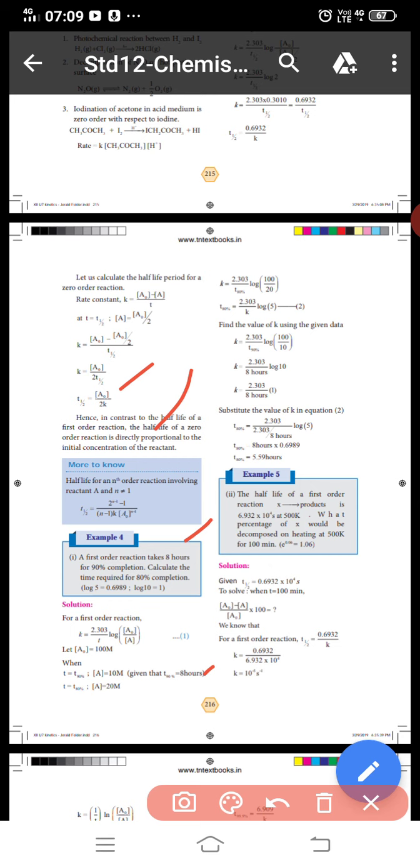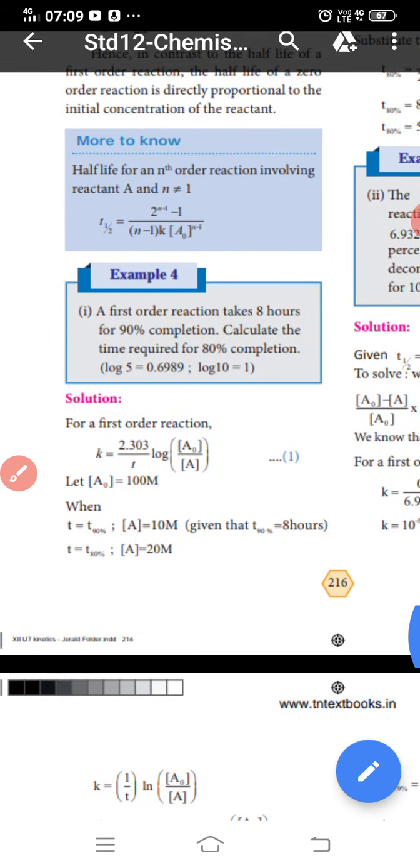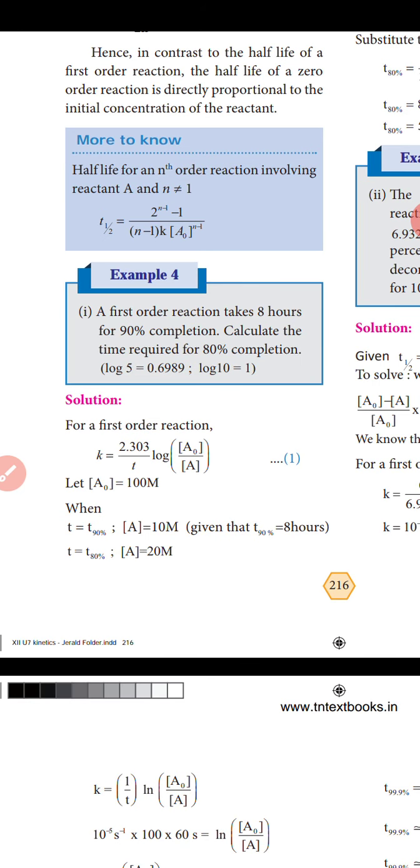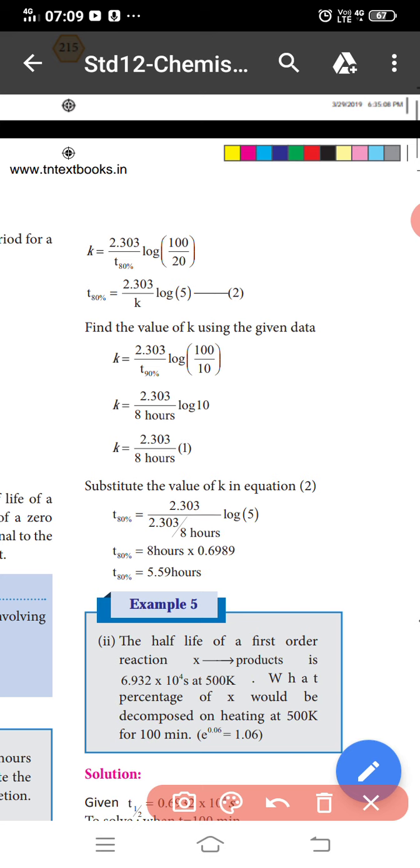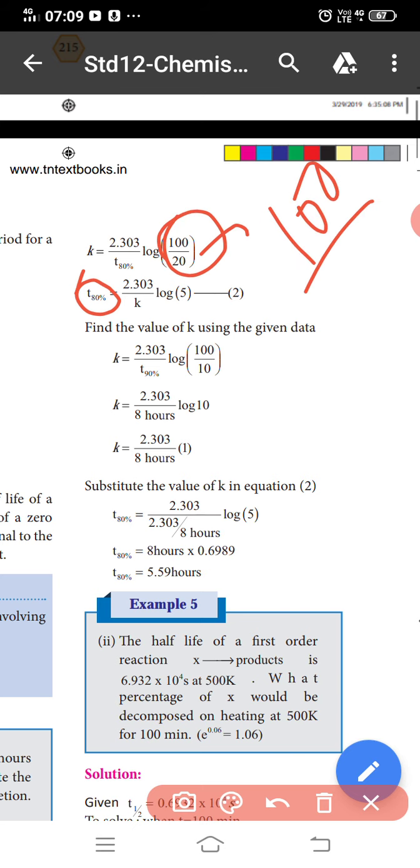So t is equal to 8. For 80%, a is equal to 20 M. Okay, we apply this equation. t 80% is equal to 2.303 divided by k log of 100 divided by 20. 100 divided by 20 is 5, so t 80% is 2.303 by k log 5. Now find the value of k using the given data.